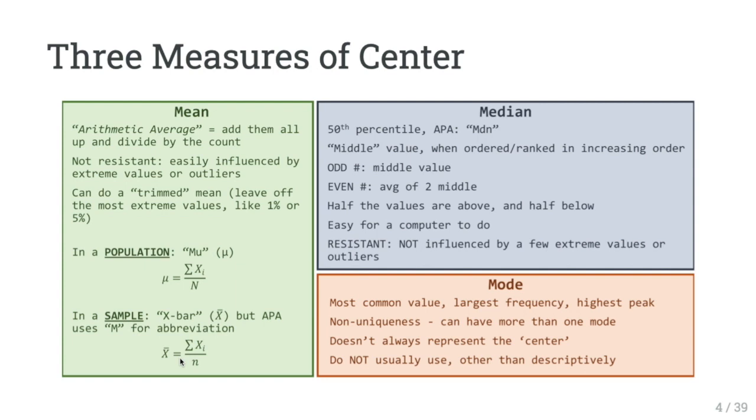The median, you always can remember it because half of the values are above and half are below. What's nice is that it's easy for a computer to do. It's not always fun to put all the values in order and find the middle. But if you have to do it on an exam, it'll only be a handful of numbers, and we'll usually put it in order for you. What's nice about the median is it's not influenced by just a few extreme values or outliers. You have to have a lot of extreme values in order for it to start to get pulled in that direction.